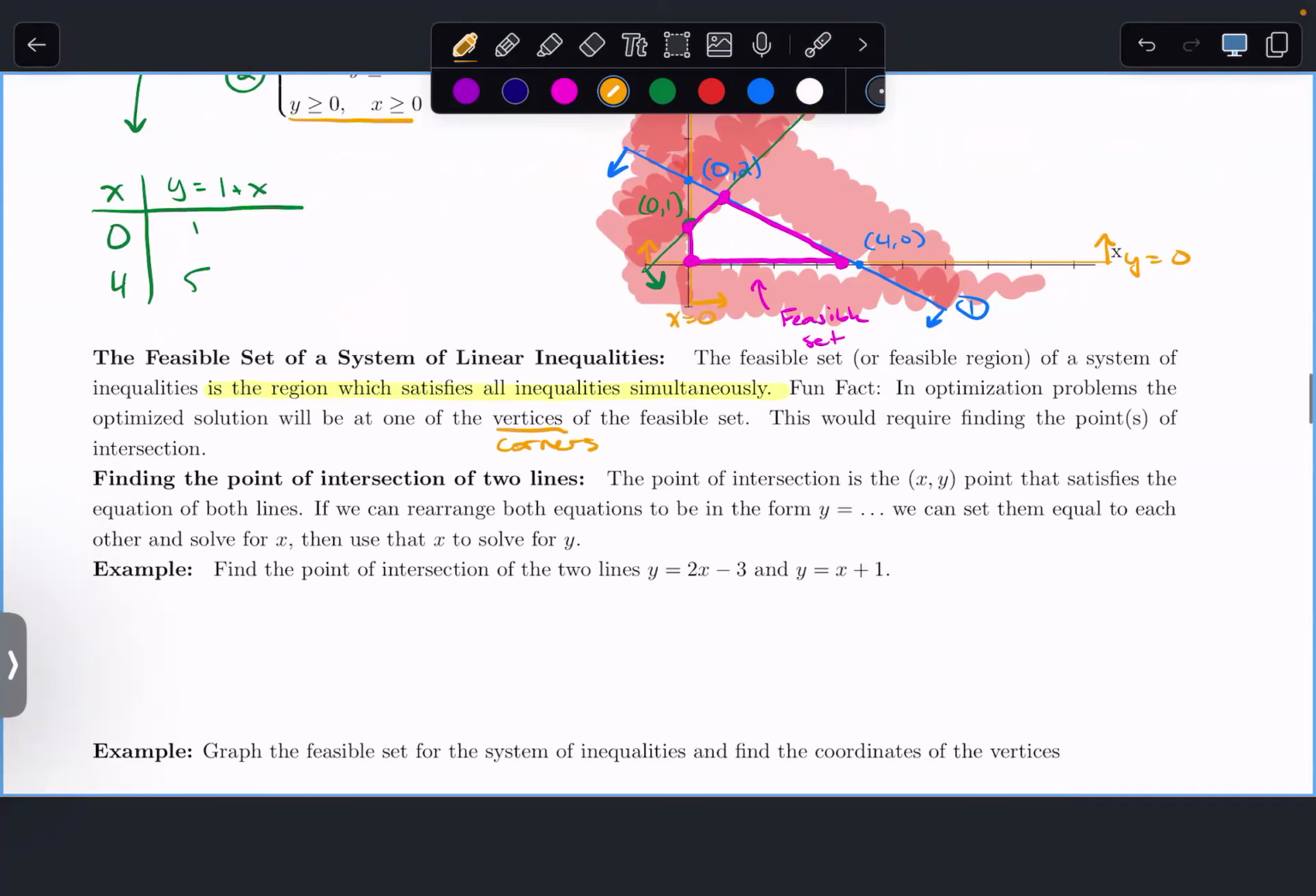And I guess I should clarify optimization. Things like the max or the min, maximize profit or minimize cost are the usual suspects.